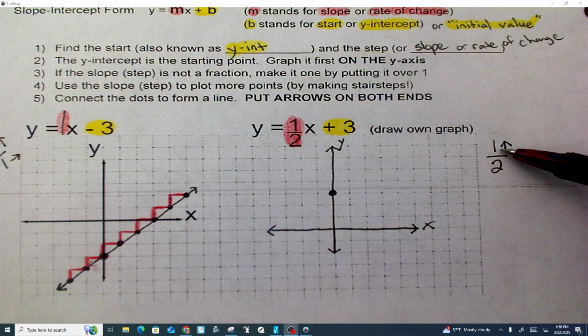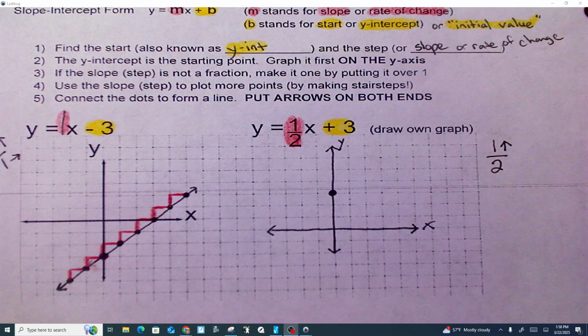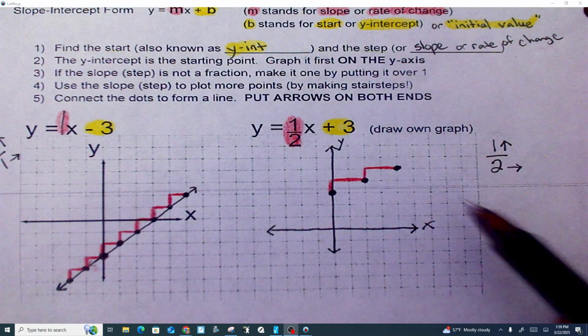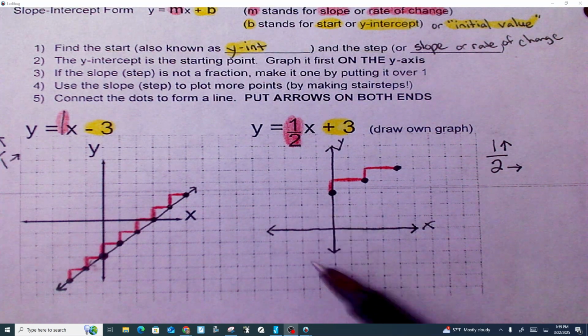Because the top number of our slope would tell us whether we're going up or down, and since this is positive on top, that means we go up, and since it's positive on the bottom, we go to the right. Up 1, to the right 2. Now we just repeat. And really this should be enough to graph our line, but what if we wanted to come over here to the left?